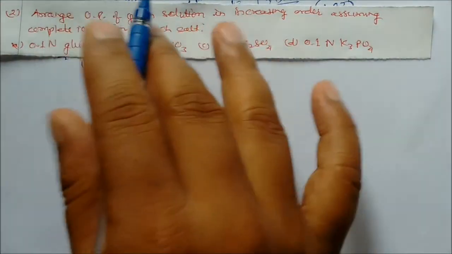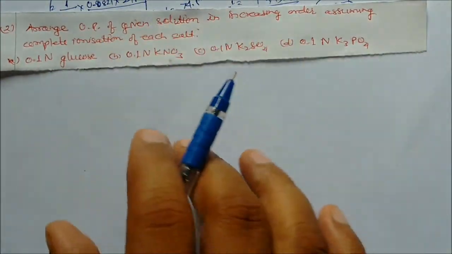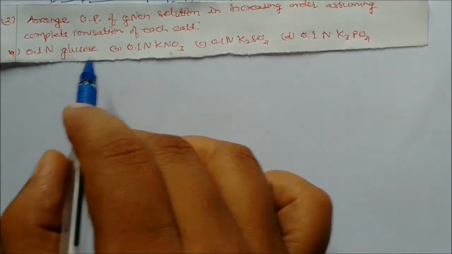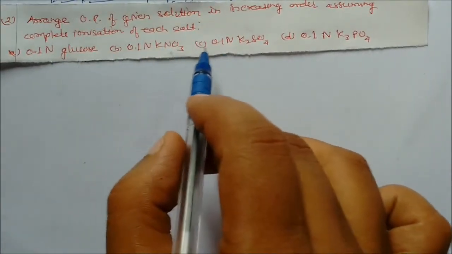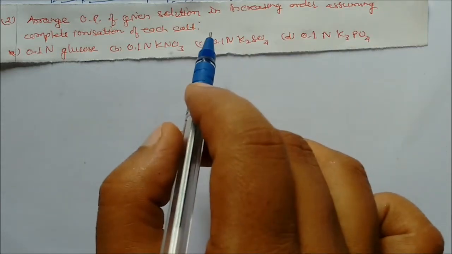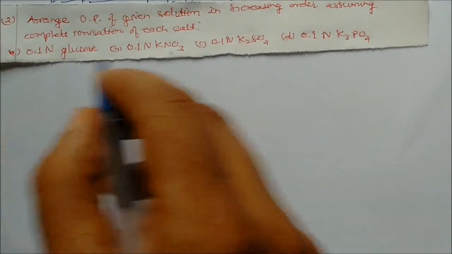Arrange the osmotic pressure of the given solutions in increasing order, assuming complete ionization of each salt. The solutes given are glucose, potassium nitrate, K2SO4, and K3PO4. These are the solutes given over here, and we have to find out the osmotic pressure of each.